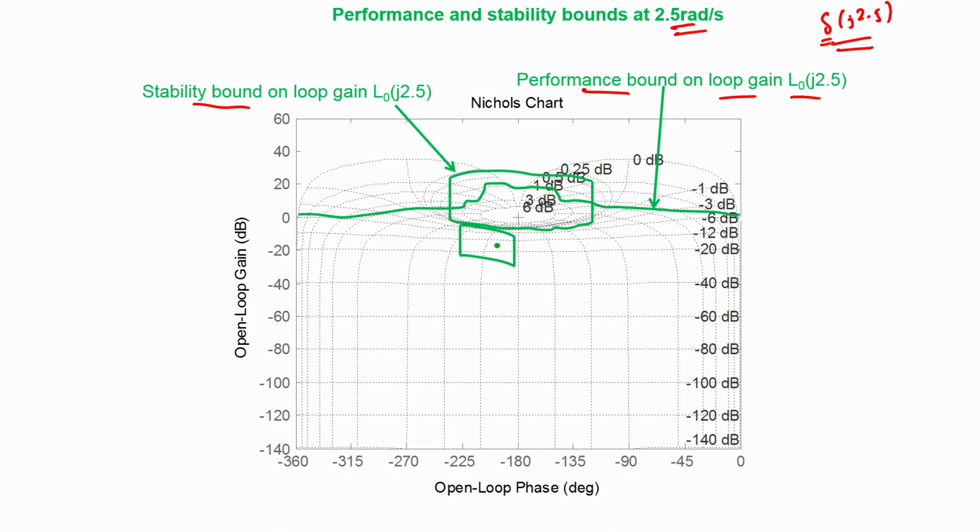So in order for the loop gain to satisfy both these requirements simultaneously, it should lie in the region that is the intersection of these two permissible regions, and that region is bounded by the intersection of both these bounds. And this overall green curve here, which represents the boundary of the intersection of these permissible regions as far as performance and stability specification is concerned, represents the overall bound on the loop gain at 2.5 radians per second.